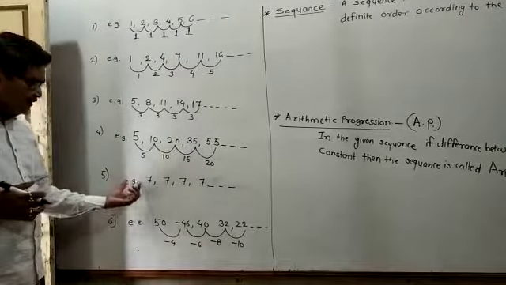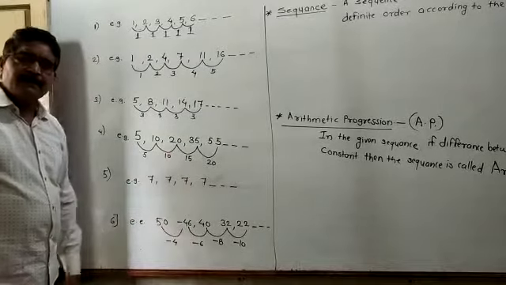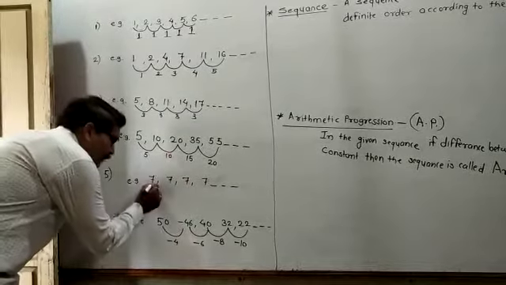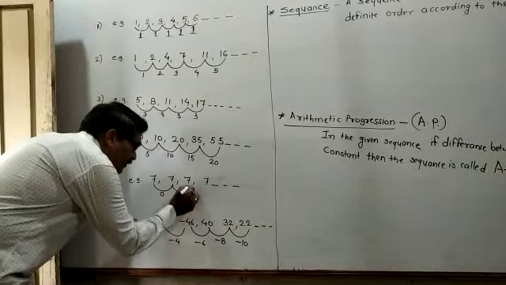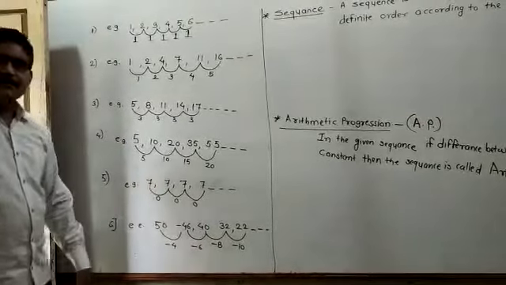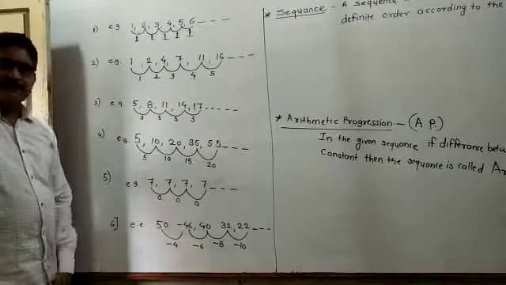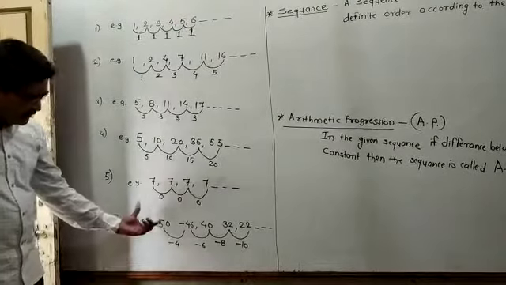Then come to this sequence: 7, 7, 7, 7. If you add 0, then 7 plus 0 is equal to 7. Otherwise, the difference between the two consecutive terms is 0. Here the difference is constant. Everybody understand? Then observe this sequence.